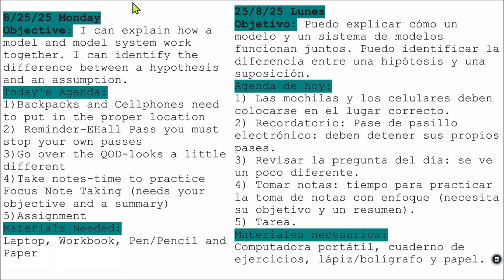Happy Monday. Our objective for today is that I can explain how a model and model system work together. I can identify the difference between a hypothesis and an assumption.